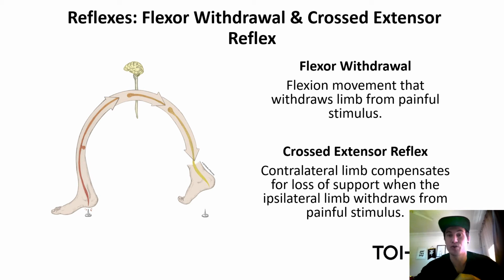Similarly, if you stood on something sharp, your opposite leg would compensate by contracting based on the loss of support you'd had from your leg that's coming into contact with something sharp or detecting pain.